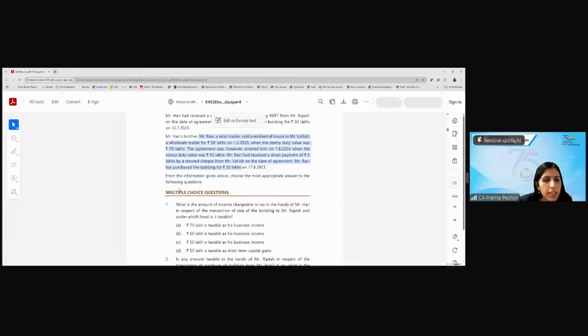Now you have to select the option out of the MCQ. What is the amount of income chargeable in the hands of Ravi in respect of the transaction of sale of building to Rajesh, and under which head is it taxable? Please let me know.